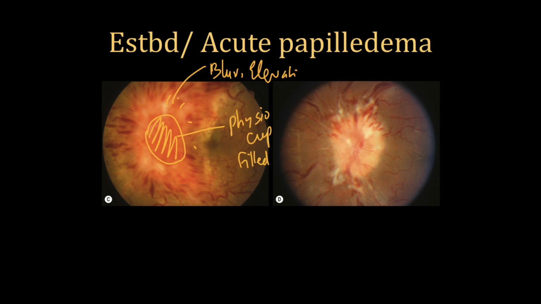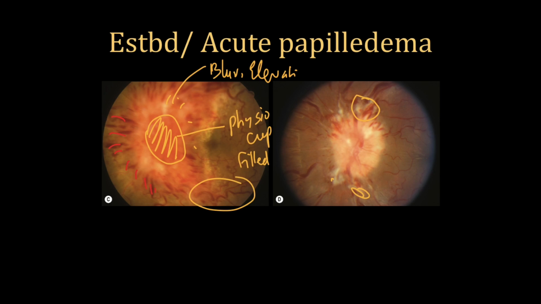And there are going to be some flame-shaped hemorrhages here. You can also see the hard exudates here. Some cotton wool spots are also to be noted. Okay. And you can see that the vessels are very tortuous here.